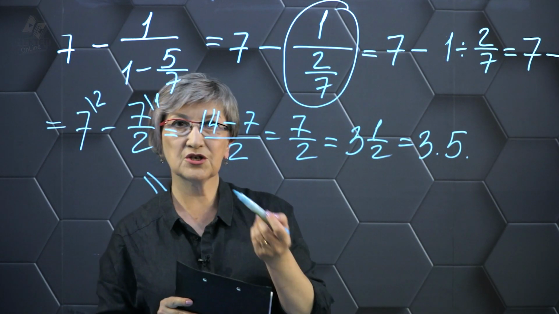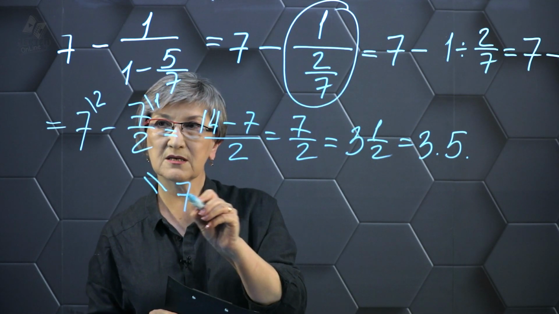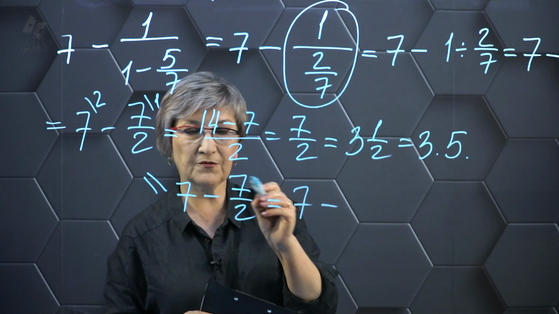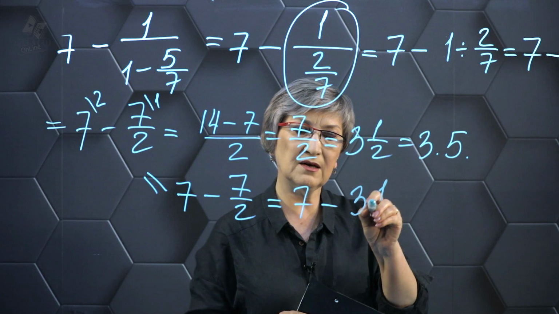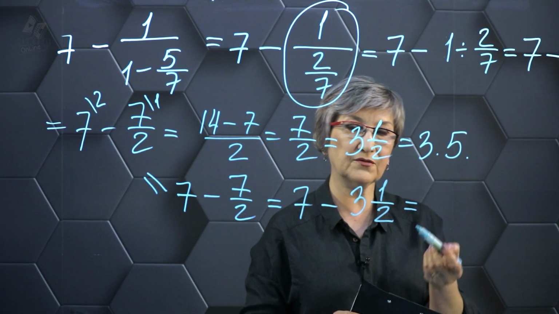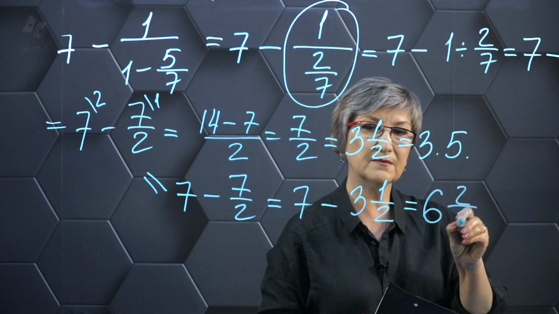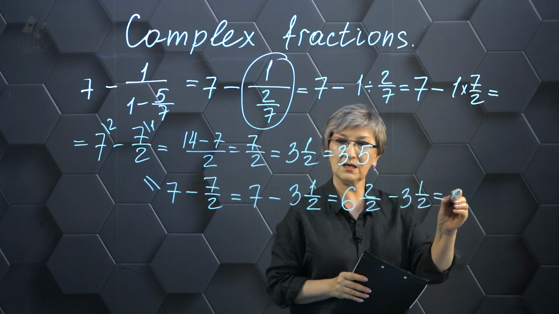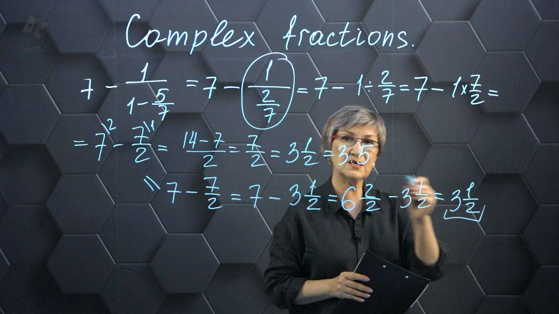You can write down and solve this example using a different method. Let me write down 7 minus 7/2. I can write down 7/2 as a mixed number, 3 whole 1/2. And then I know that 7 minus 3 whole 1/2. Let's write 7 as 6 whole 2/2, minus 3 whole 1/2. Then 6 minus 3 is 3, and 2 minus 1 is 1. 3 whole 1/2. As you can see, we get the same answer.